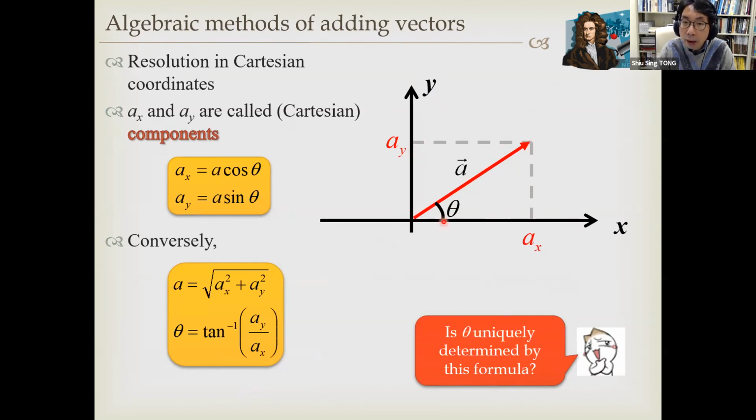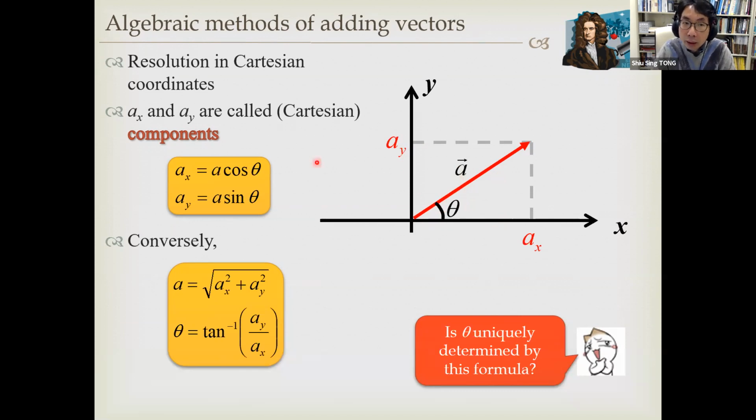AX, which is the projection of the vector A onto the X-axis, is called the X component of the vector. And the projection of the vector A onto the Y-axis, which gives you AY, is called the component of the vector in the Y direction. The components are scalars, two numbers that specify the projection of the vector on the X-axis and the Y-axis respectively.